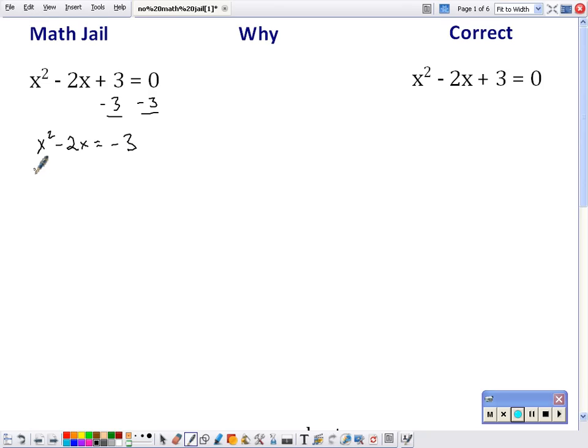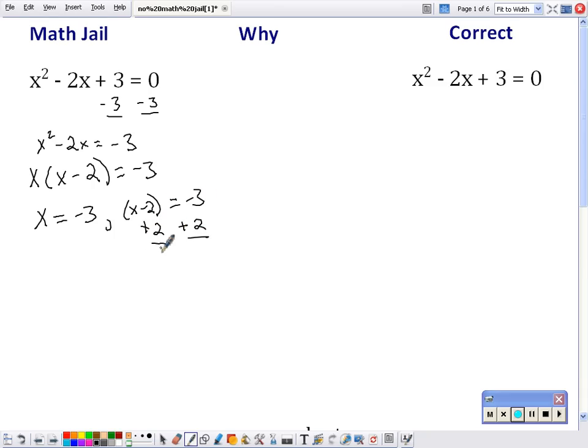And then what you do not want to do is factor and set each equal to negative 3. This is what you do not want to do. Why?